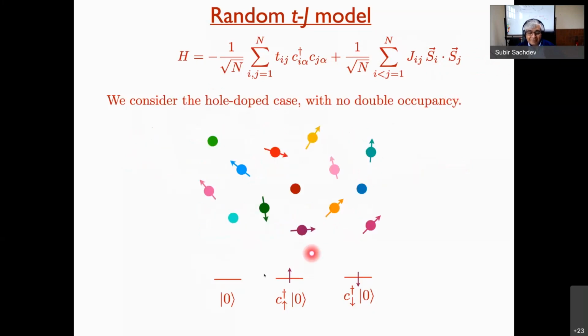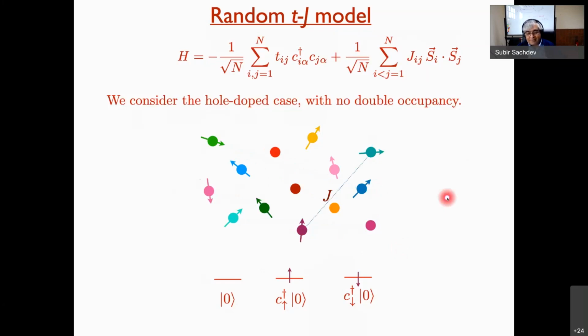So you imagine you have a whole bunch of sites. Some fraction of them are occupied with spins that can point in any direction. So there's an SU(2) rotation symmetry in this model. And then you can have the electrons hop from site to site with amplitude t, and every one of those is a random number. And you can also have electrons exchange their spin with amplitude J, and that's also a random number. Okay, so that's the model we want to understand.